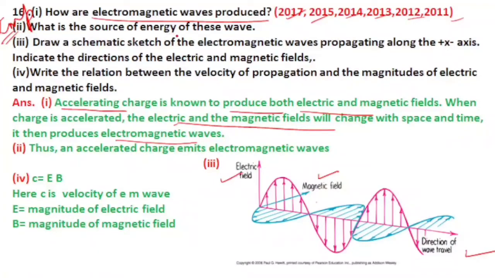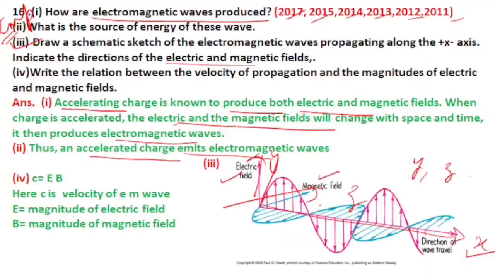What is the source of energy of these waves? Yes, accelerated charge emits these waves, so accelerating charge is the source of the energy of these waves, right? Next, part 3. Draw a schematic sketch for the electromagnetic waves propagating along the x-axis. If the wave is propagating along the x-axis, then electric field is along y-axis, and magnetic field is along z-axis. So this is the diagram for this question, indicate direction of electric and magnetic field. So if wave is along x direction, then electric field and magnetic field are along y-z direction, right?